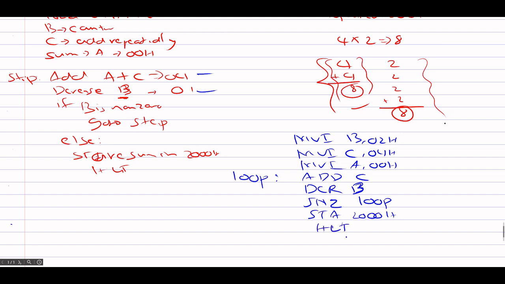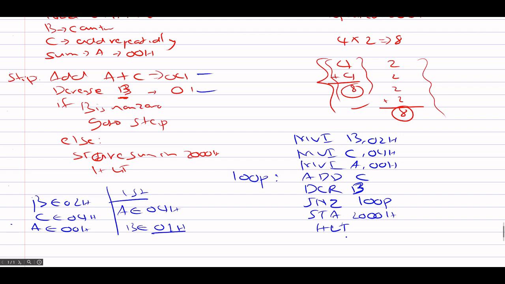So how would this work? We have B as 02H, C as 04H. During the first iteration, A is 00H. What happens here is we add A plus C. So A plus C is going to be 04H. We decrease the counter B. B is going to be 01H. Now we check if the value of B is 0 or non-zero. Since this value is non-zero, based on the statement that we've written, we loop to this particular part again.